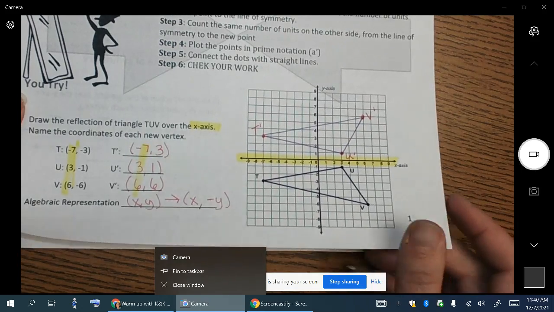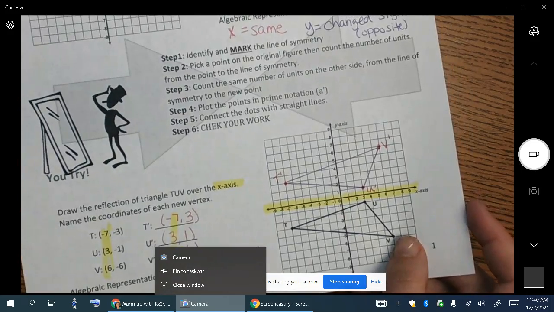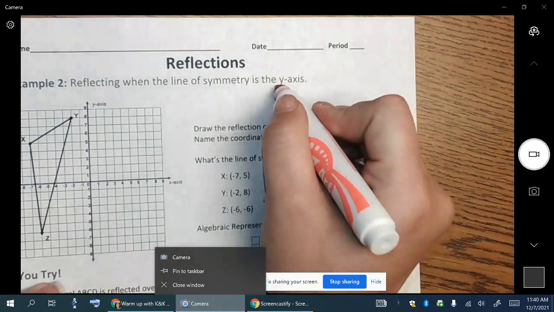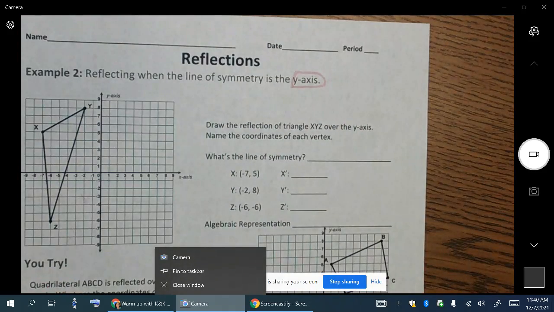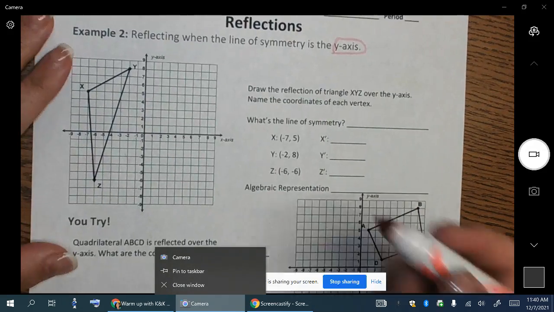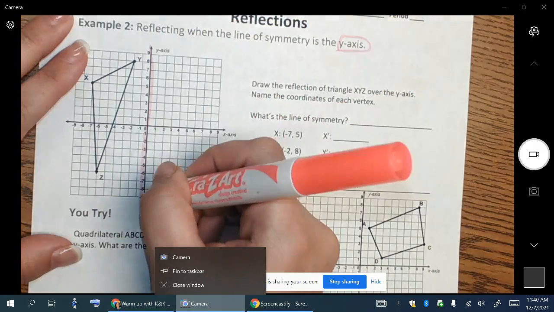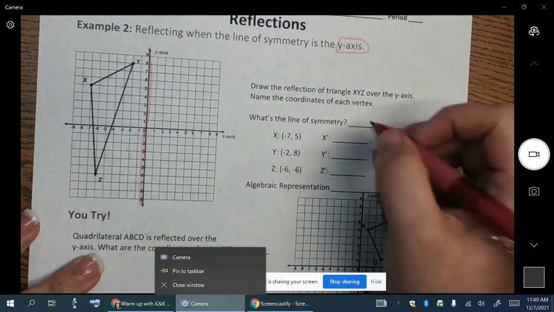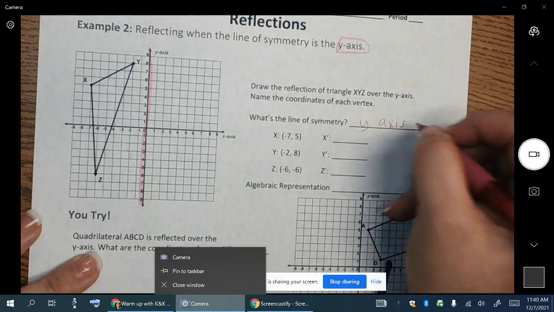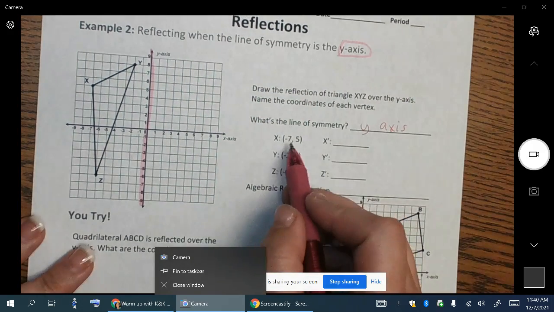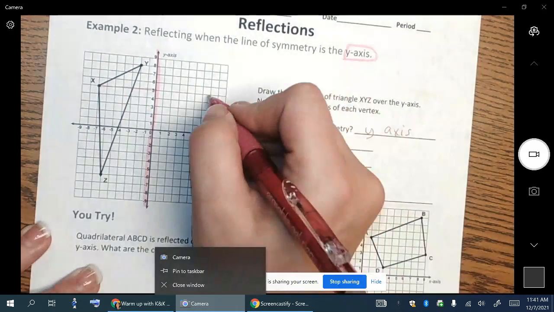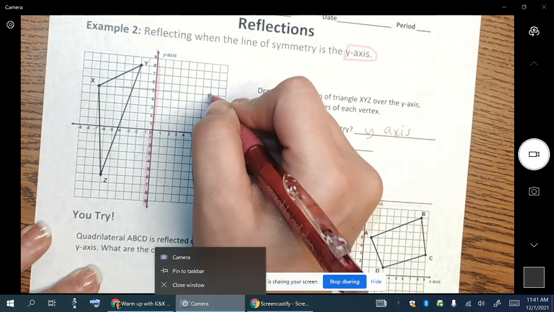Okay, on the back. Now let's look at what happens when we go across the y-axis. So would this mean the y would stay the same instead of the x? I'm going to trace the y-axis. This time I'm flipping it over the y. So I want to count how far I am from the y-axis. So x is my first letter, so how far is x? 7. So I've got to carry it over 7 right there.